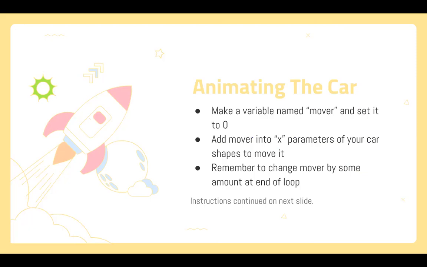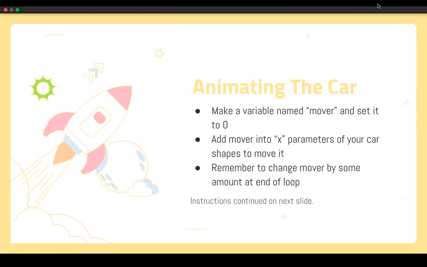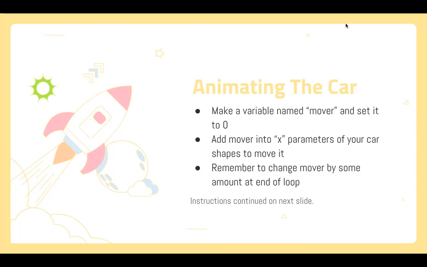So by simply putting the mover variable and all the drawing methods inside a draw loop, a forever loop, you can make it so that the draw loop constantly redraws the car and makes it so that the car moves across the screen. Because that's essentially animation. And then we're going to use our skills of incrementing to change the mover by some amount at the end of the loop. So I'm going to give you guys some time to do that. And let's circle back if you guys have any issues.